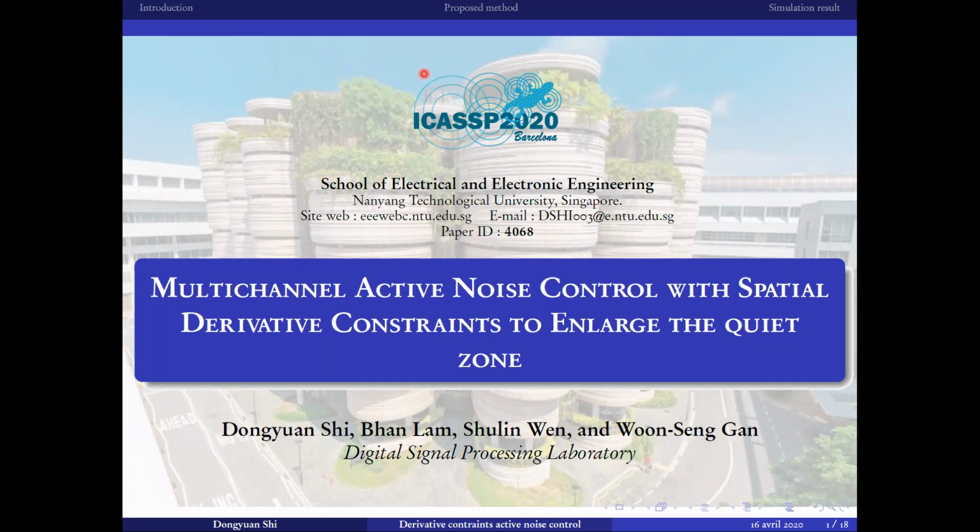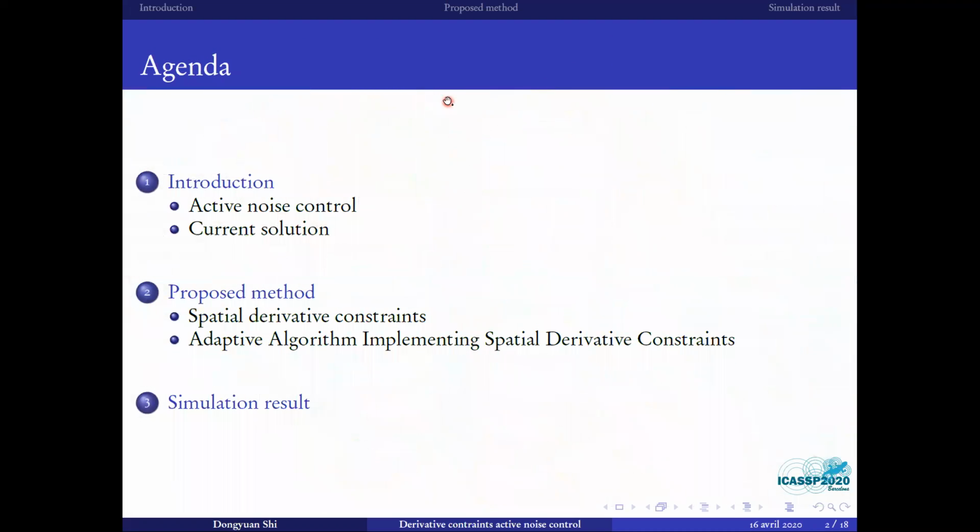Today's presentation topic is multi-channel active noise control with special derivative constraint to enlarge the quiet zone. My name is Shi Dongyuan, coming from Nanyang Technological University in Singapore. In today's presentation, I will firstly introduce the current problem of the active noise control technique. Then I will report our proposed method to solve this problem. Finally, I will introduce the simulation result of this new idea.